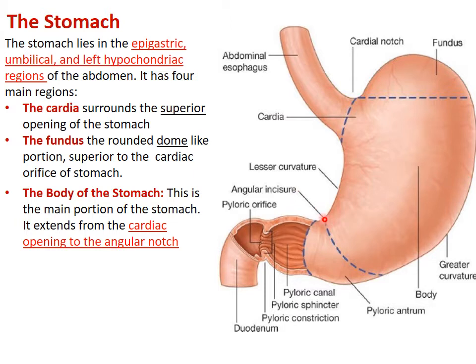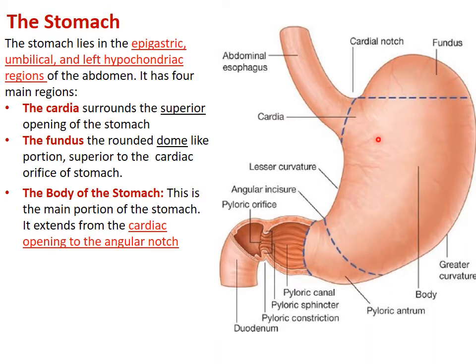And from this angle, if you drop a vertical line, meaning a perfectly vertical line, that vertical line will divide the body and the pyloric part. So in this picture, okay, fine, this is looking more beautiful. So it is a slight curve.